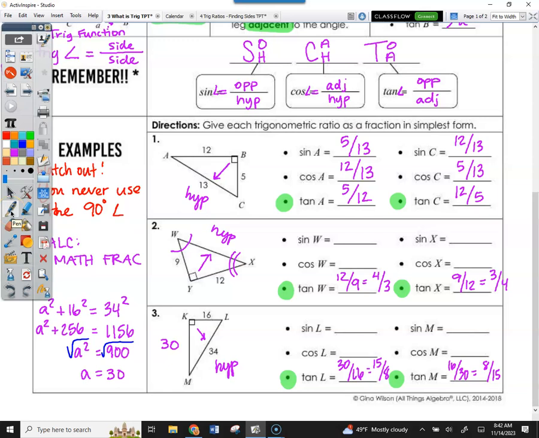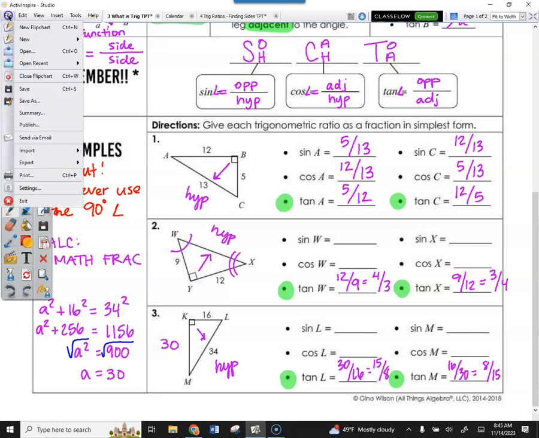All right, everybody move to number 2. Everyone try sine and cosine of angle W, sine and cosine of angle X. So in number 2, you should notice the hypotenuse is blank, which means I can do my tangent ratios, but I can't do sine and cosine because they both use the hypotenuse. So we've got to use the Pythagorean theorem here to find the hypotenuse. I don't have a lot of room, so I'm going to come over here.